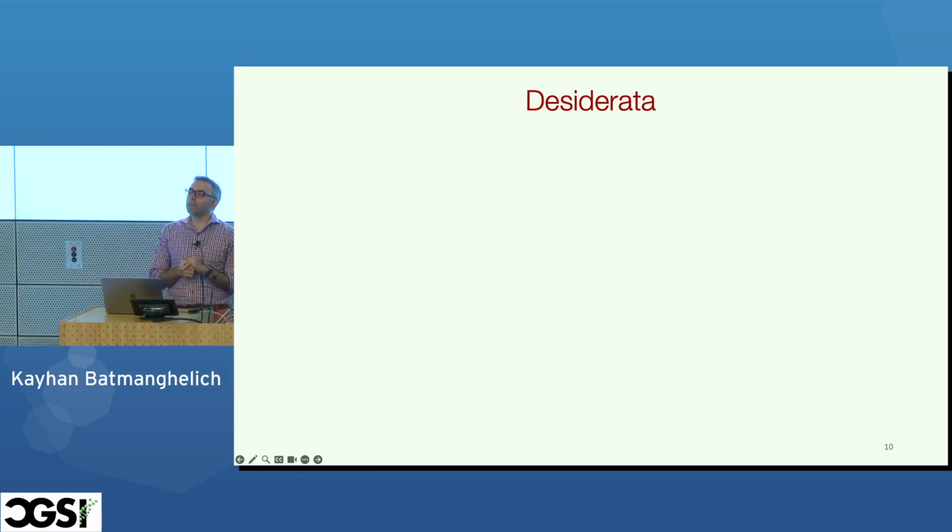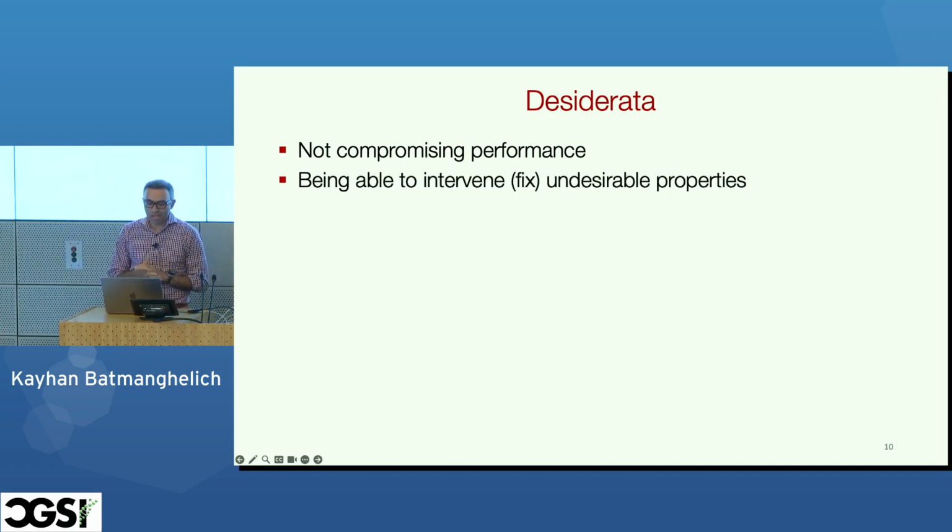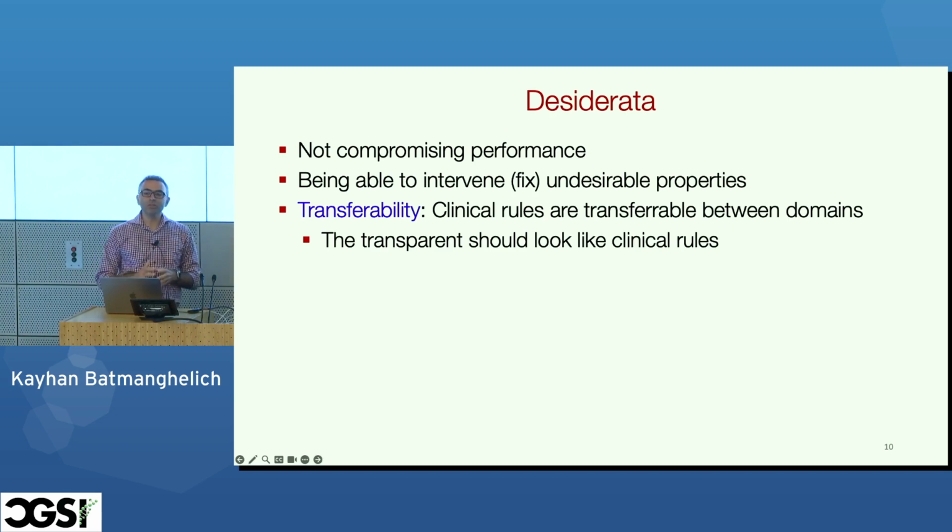So what are the desirable properties that we want if we want to build a new type of approach? We like the performance of the black box approach. We like that they are very flexible and can result in good performance, so we don't want to compromise on the performance. But we also like the recourse aspect of interpretable models. We want to be able to go and change some of the properties of the model if we don't like them. We also like the transferability aspect. At the end, clinical rules are invariant from site to site. We want to have similar properties from this new approach.